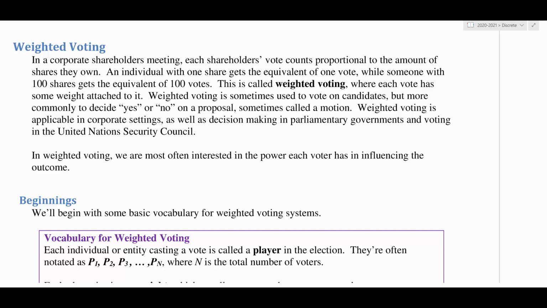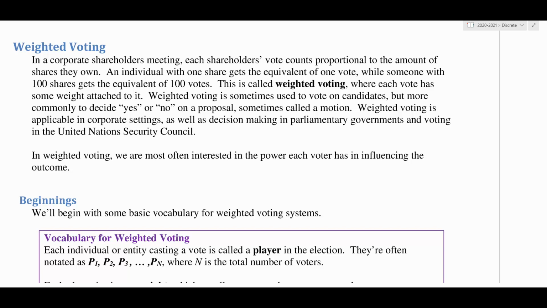Typical places where we see weighted voting systems employed would include companies. So for instance, if we're trying to make a decision about a large company, some people own more shares of the company than others, so their decision carries more weight. So when they vote, they get more votes than somebody who owns a small portion of the company.